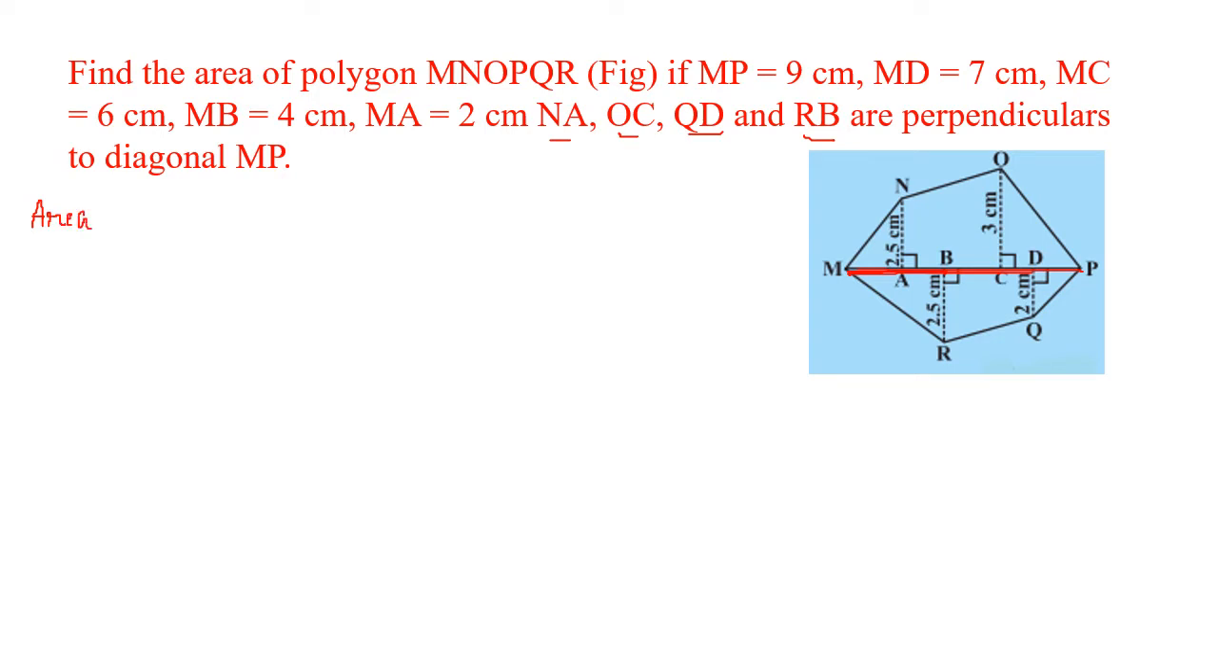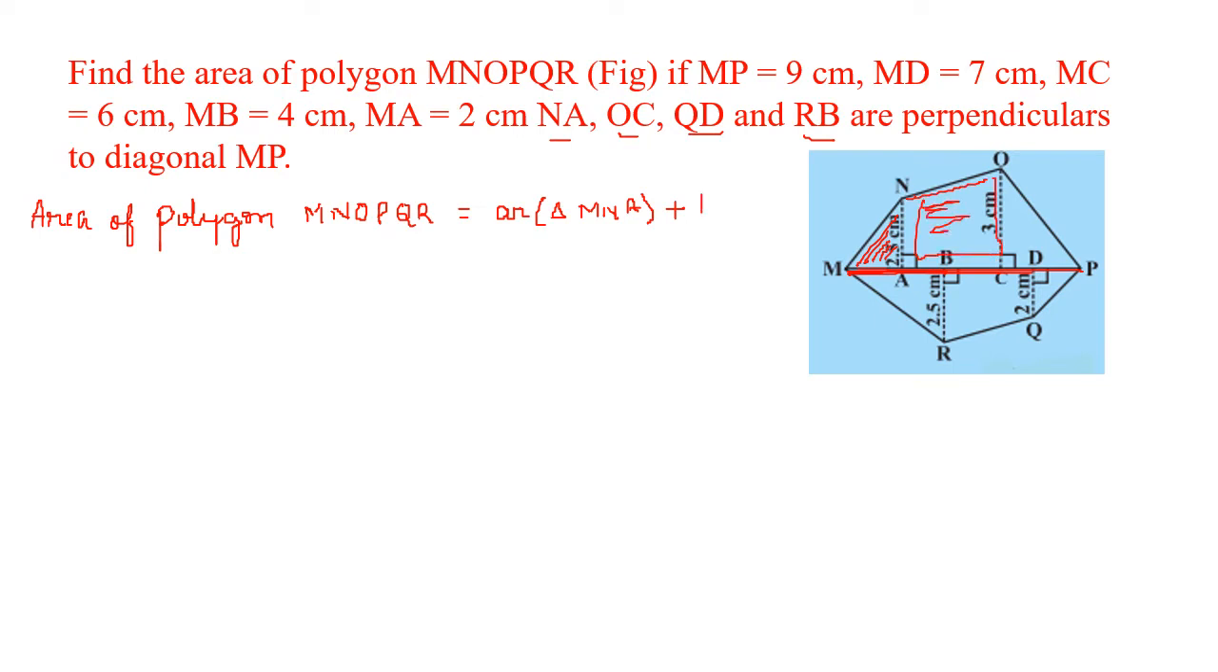Area of polygon, what is the name of the polygon? MNOPQR. How will you find out the area of the polygon? We'll add the areas of triangles and trapeziums. First triangle is M and A. So area of triangle MAN plus the trapezium NOCA.